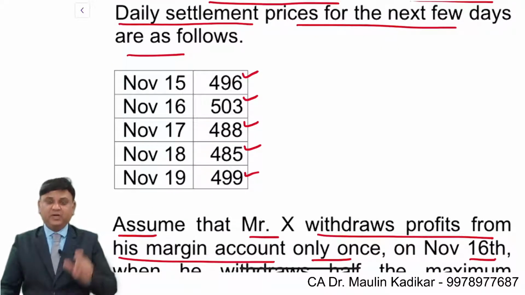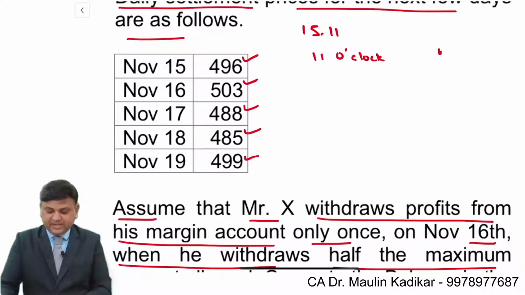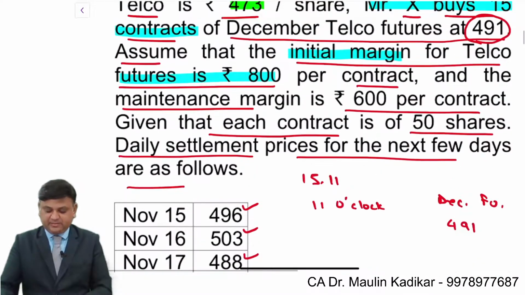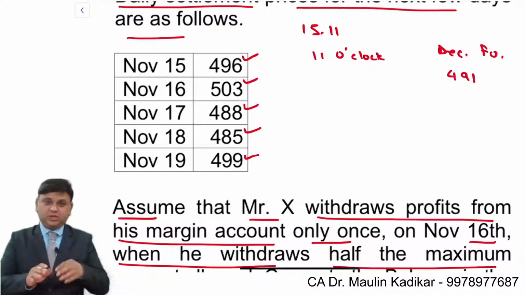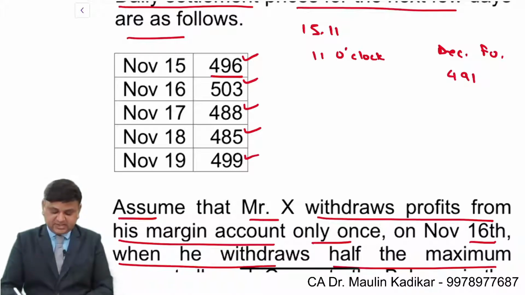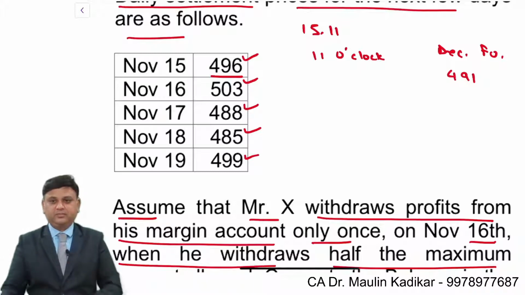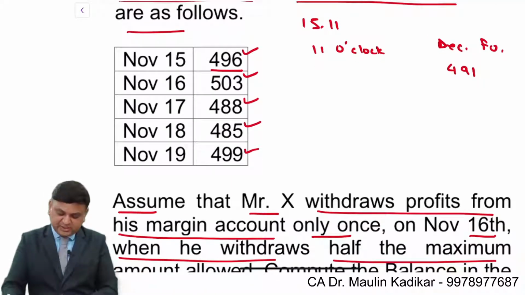Now we have to understand the information in the question. On 15th of November, let us say at 11 o'clock in the morning, when the price of the December futures was 491, the trader entered into a transaction for purchase. When the market closed on 15th itself, the futures price was 496. That is the way the information is given to us. Now at the end of the day, the price is 496.